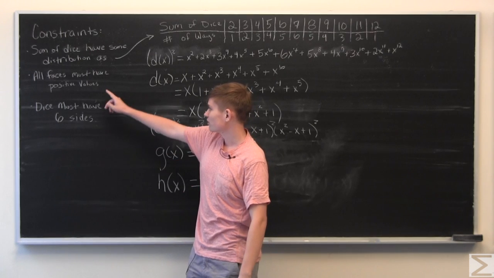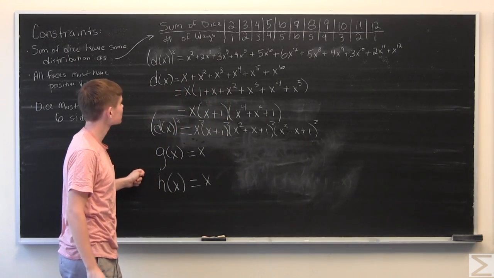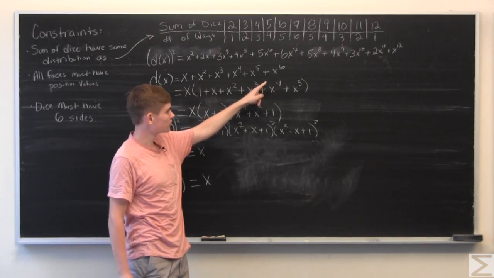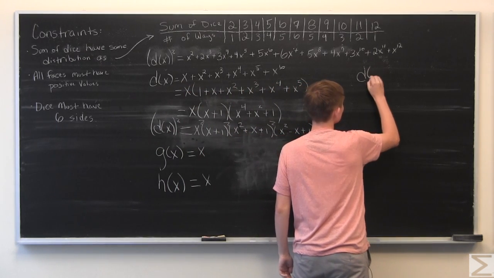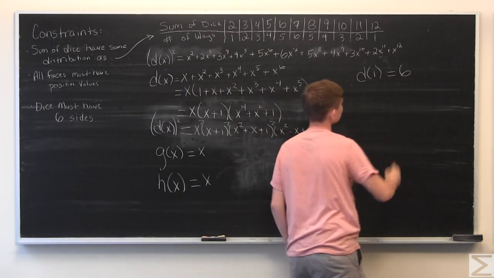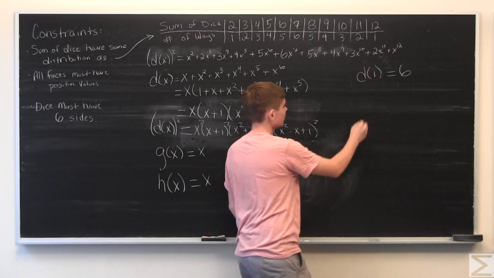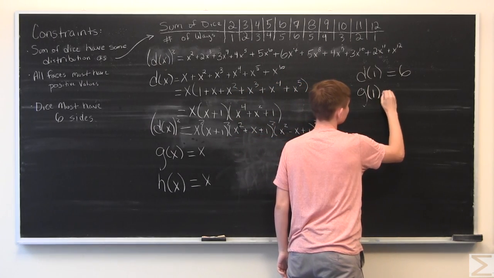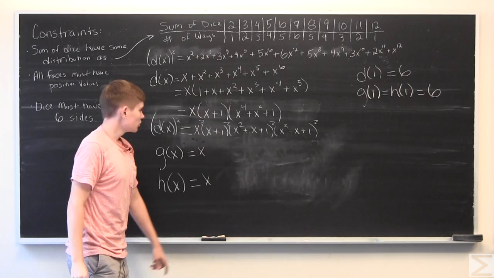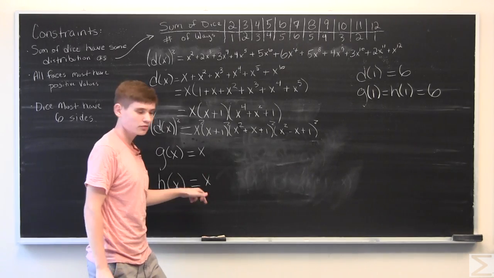The other constraint that we have to deal with is the dice must have 6 sides. And so how are we going to do this? If we look at d(x), you can notice that d(1), which just sums the coefficients, is equal to 6, because a standard dice has 6 sides. So what we have to do is have g(1) and h(1) equal to 6. So we have to split up these factors such that the product of them equals 6 for both polynomials.